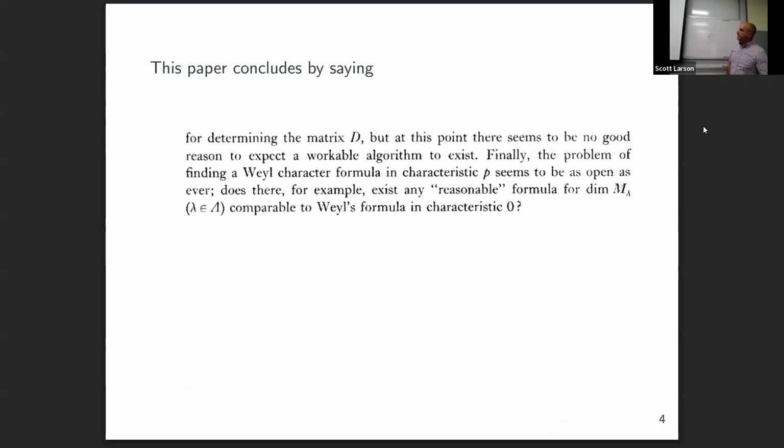He says, finally, the problem of finding a Weyl character formula in characteristic P seems to be as open as ever. Does there, for example, exist any reasonable formula for the dimension of M sub lambda comparable to Weyl's formula in characteristic 0? So just to match things up, his M sub lambda would correspond to L of lambda in my notation. In his set here, capital lambda, that would be the P restricted weights.